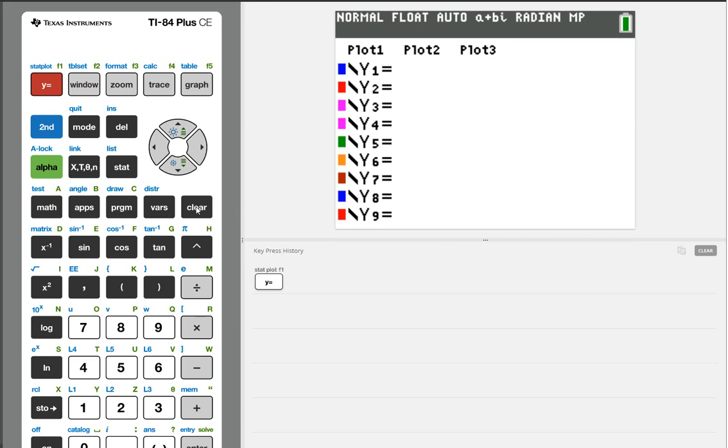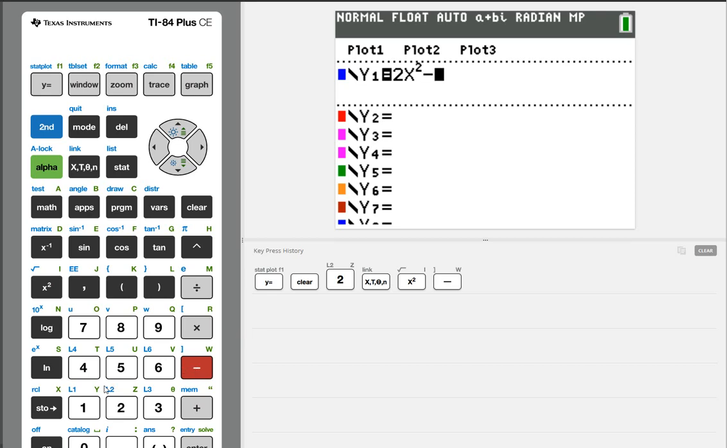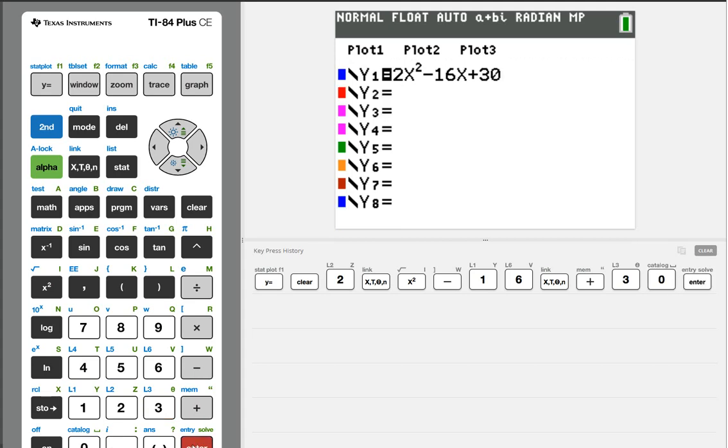If there's something here, hit the clear button on the right, a little bit below the down arrow, a little below and to the right, and clear it all out. And let's type in 2x, which is next to your alpha key, 2x squared minus 16x plus 30, and then press enter.